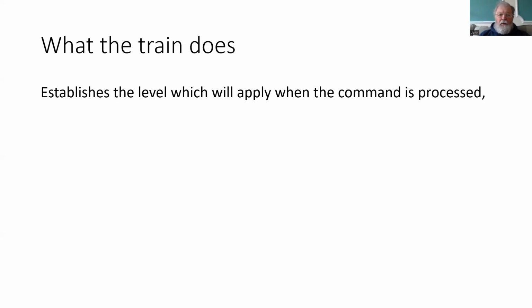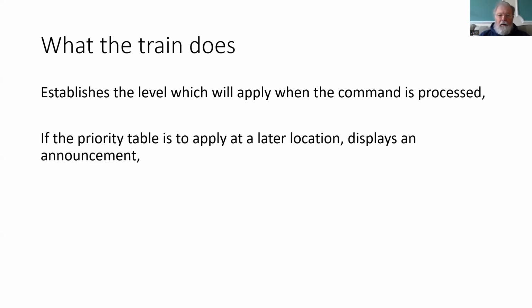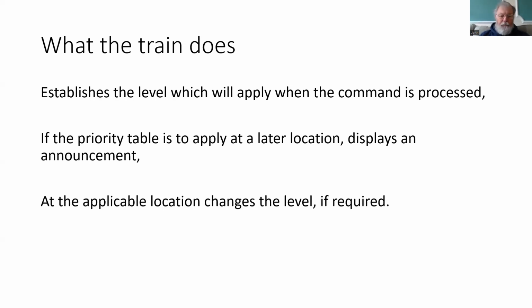So what does the train do? Well, when it receives a priority table, it looks through it and establishes which level would apply when the command is processed. If the priority table is to apply at a later location, then it will immediately start displaying an announcement to the driver indicating the level that will be adopted when that location is reached. It should be noted that it just announces the future change. It doesn't tell the driver where it will occur. And at the applicable location, or if it is immediate, it will change the level as required. Not every change in the priority table will lead to a change in level.